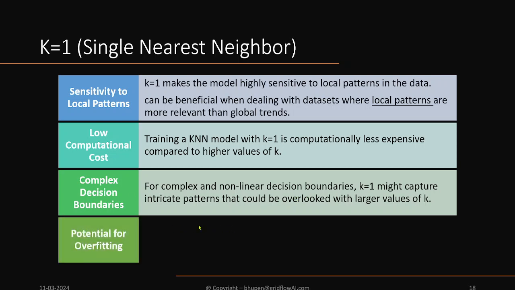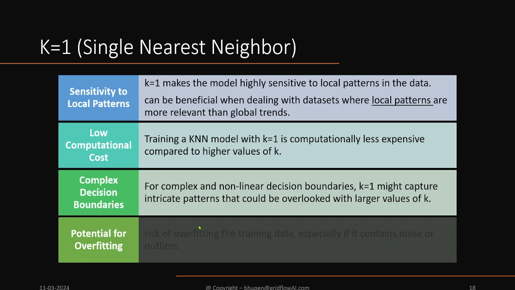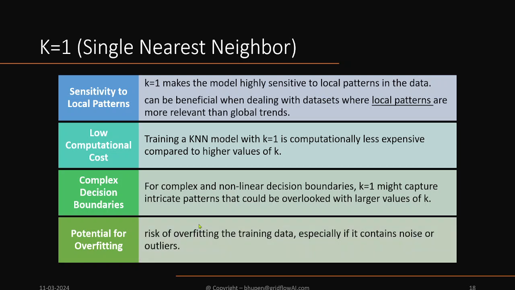But then there is potential for overfitting as well with a small value, or K equals one. If the data point happens to be noisy, or the neighbor happens to be a noisy one, then the prediction quality may be a big question.